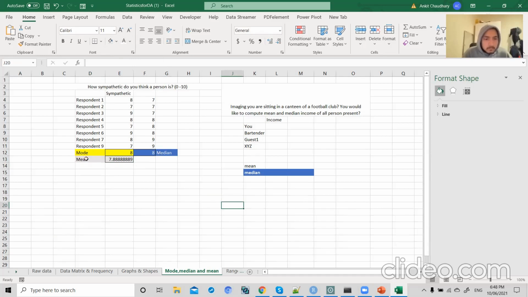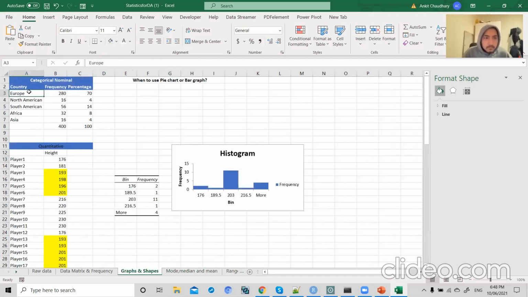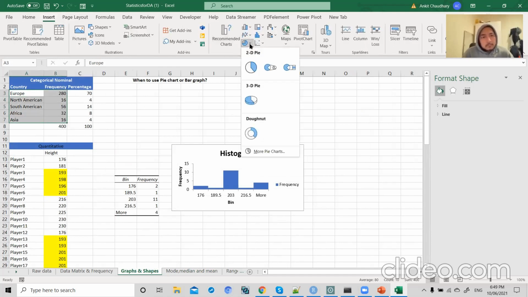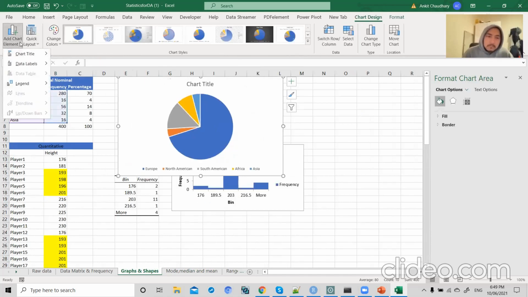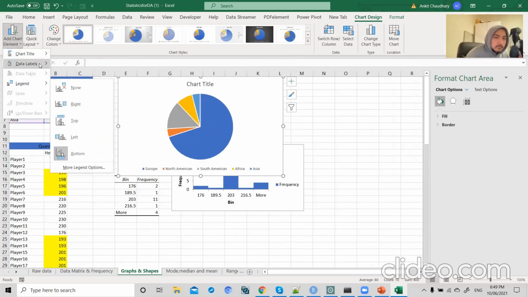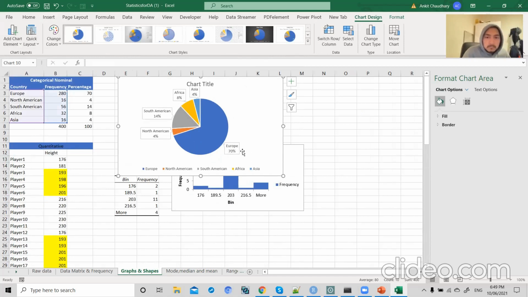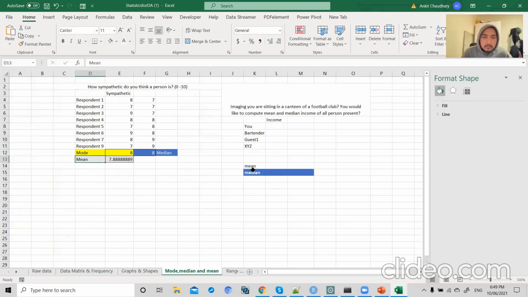So when should we use mean, when should we use mode, and when should we use median? Here in this graph, this is categorical information, right? So what would your mode be? Your mode will be Europe, because Europe has the highest frequency. So mode applies mainly when you have categorical information, and mean and median mainly apply when you have numerical information.